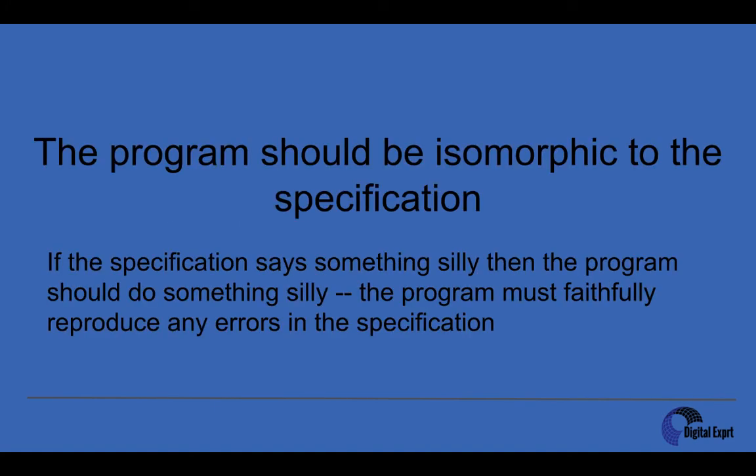The most important, basically fundamental thing about programs is that a program should be isomorphic to the specification. So what does that mean, isomorphic to the specification? Basically, if the specification says something silly, then the program should do something silly, meaning the program must faithfully reproduce any errors in the specification.